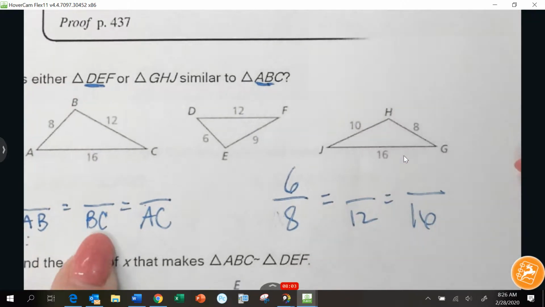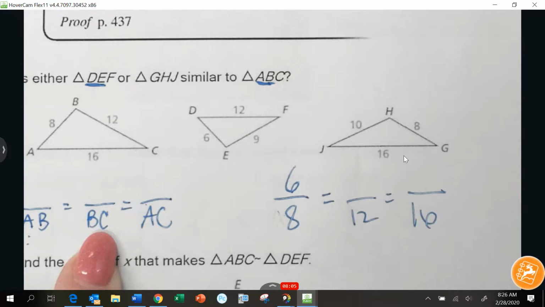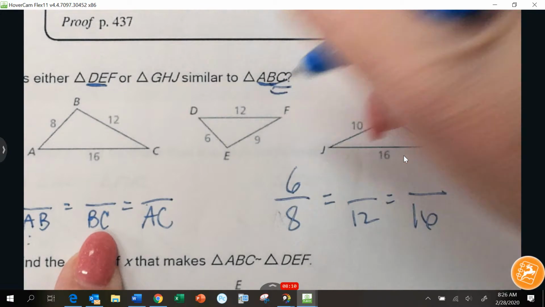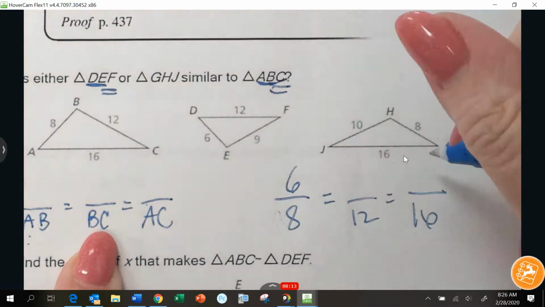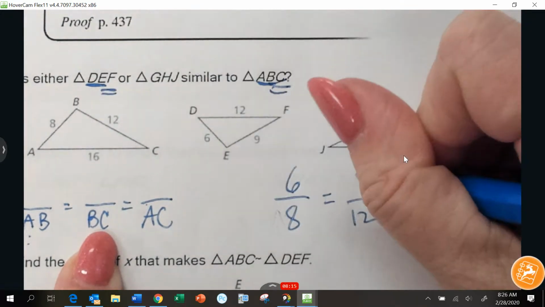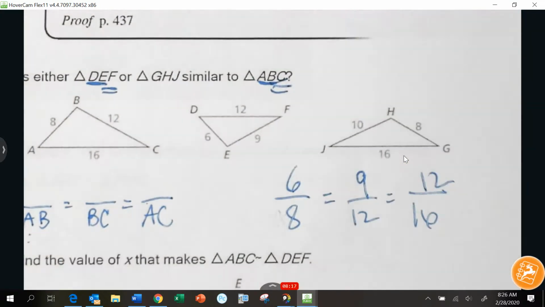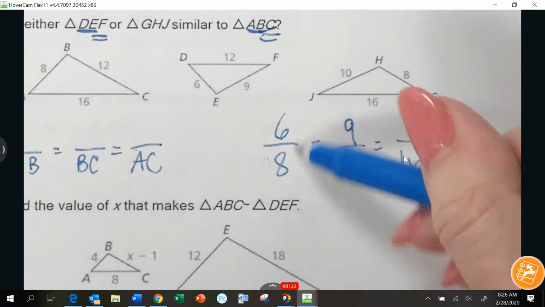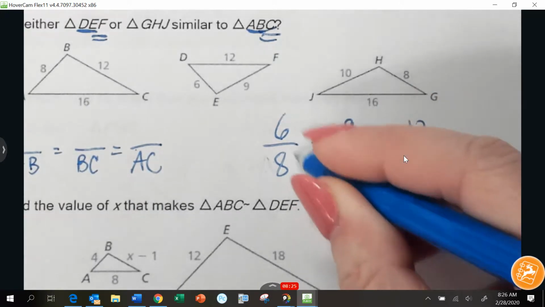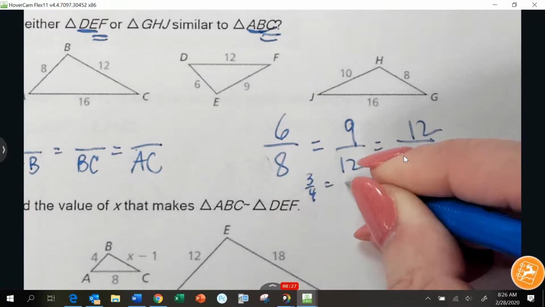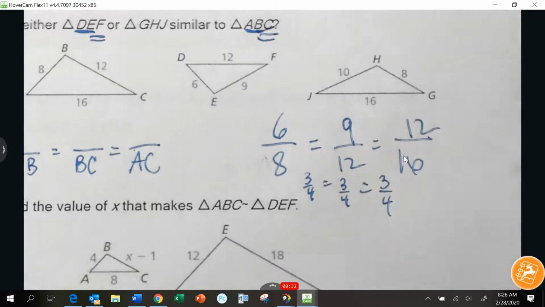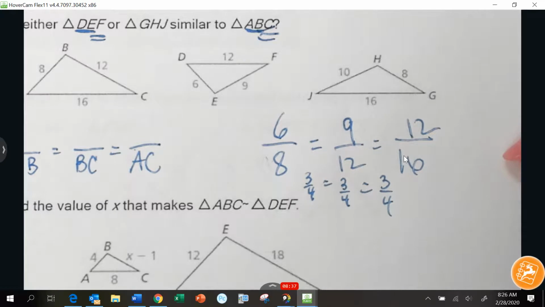And now BC. So up here, BC are the last two letters. Over here it would be EF. So EF is 9, and then 12 would be the last one. Let's see if these all equal the same number. I reduce 6/8. What do I get? 3/4. 9/12, 3/4. 12/16, 3/4. So yes, we can say that those two triangles are similar.